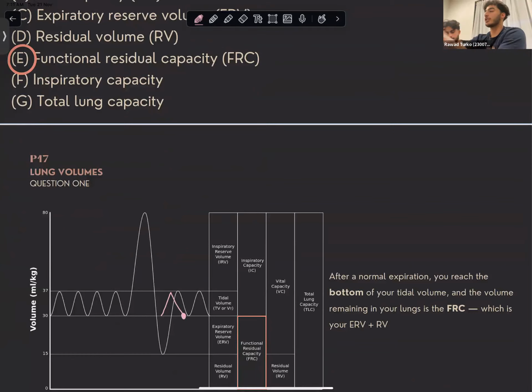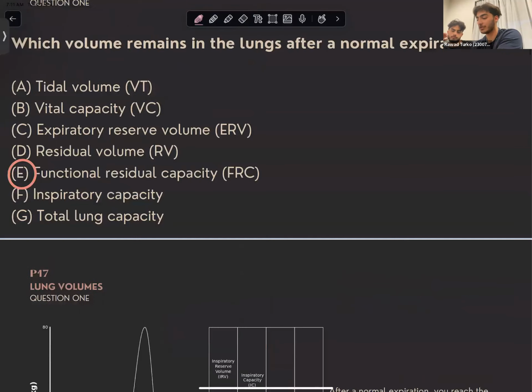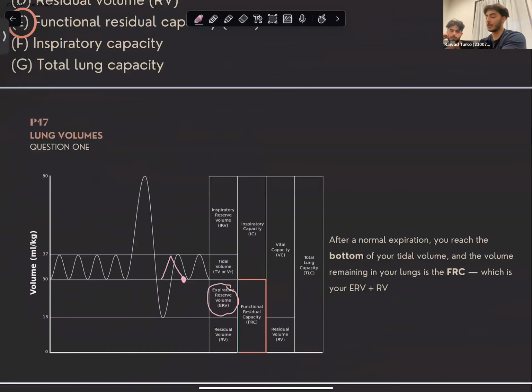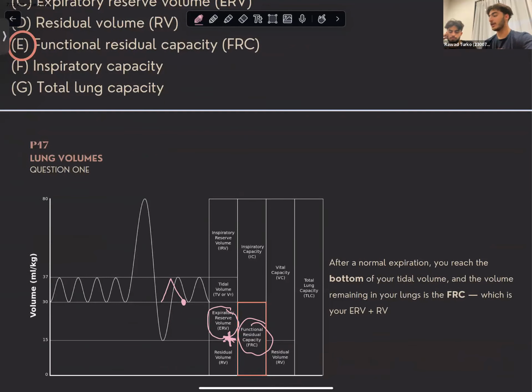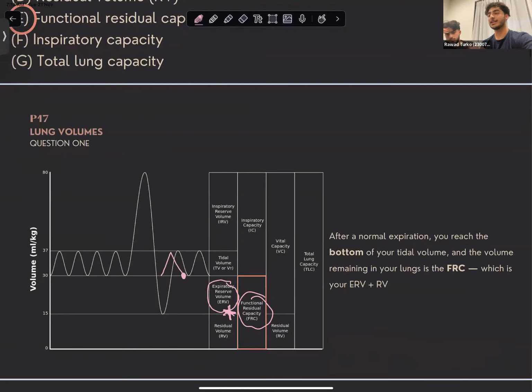For everyone who said C, your expiratory reserve volume would be part of the volume that's left in your lungs after a normal expiration. But it wouldn't be the total volume left in your lungs because you always have that residual volume. Your functional residual capacity is your residual volume plus your expiratory reserve volume. So you're not completely wrong, but it's not your total volume. The total volume remaining in your lungs after a normal expiration is your functional residual capacity.